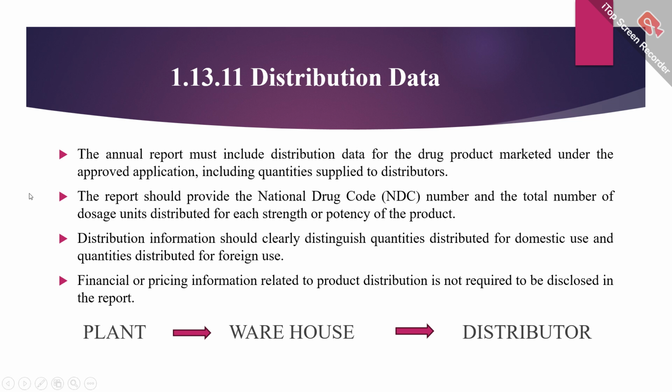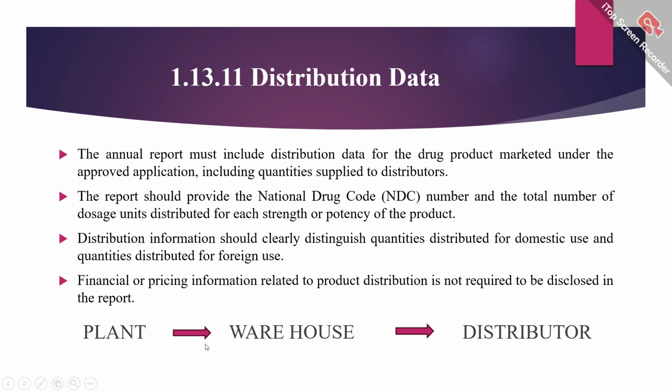So, distribution here: the annual report must include information and data for the drug product marketed under the approved application, including quantity supplied to distributors. The report should provide the national drug code, NDC numbers. We will have NDC codes. Based on those numbers only we will submit, along with the total number of dosage units distributed for each strength or potency of the product. Distribution information should clearly distinguish quantities distributed for domestic use and quantities distributed for foreign use. Financial or pricing information related to product distribution is not required to be disclosed in the report.